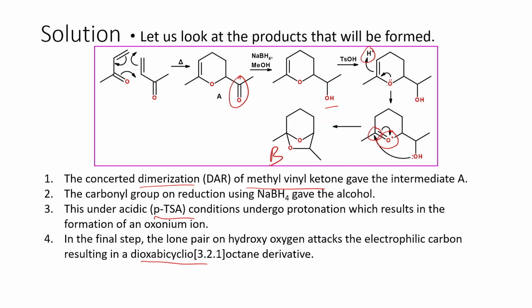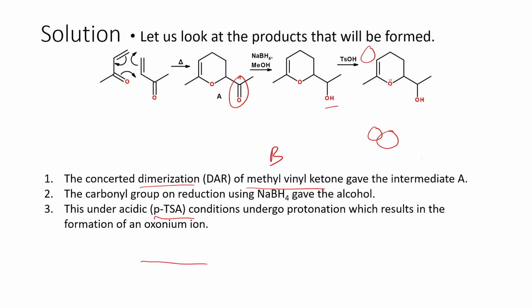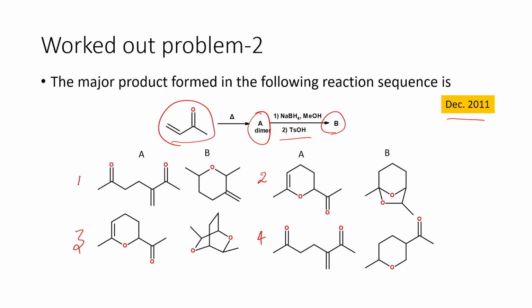So if we go back to our starting question, option 2 is the correct answer for this question. So here we have the carbonyl group which is present as the first step, that is the dimerized product, and the final one is after the reduction and cyclization reaction.